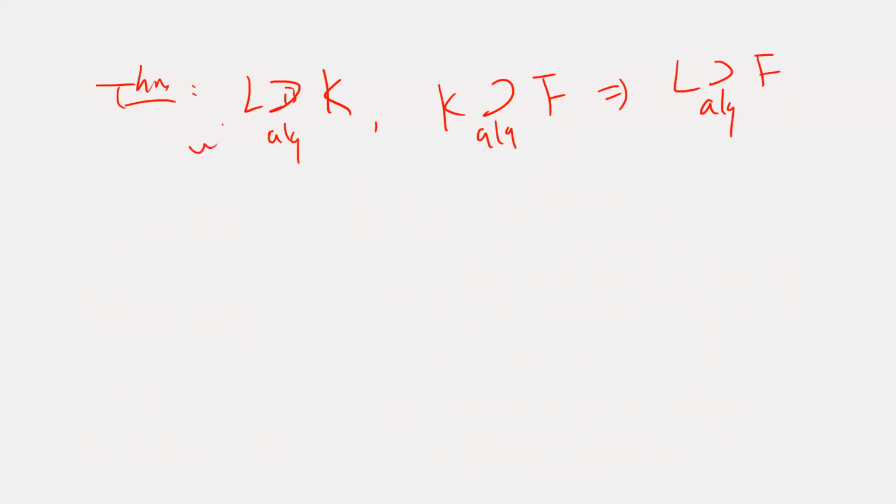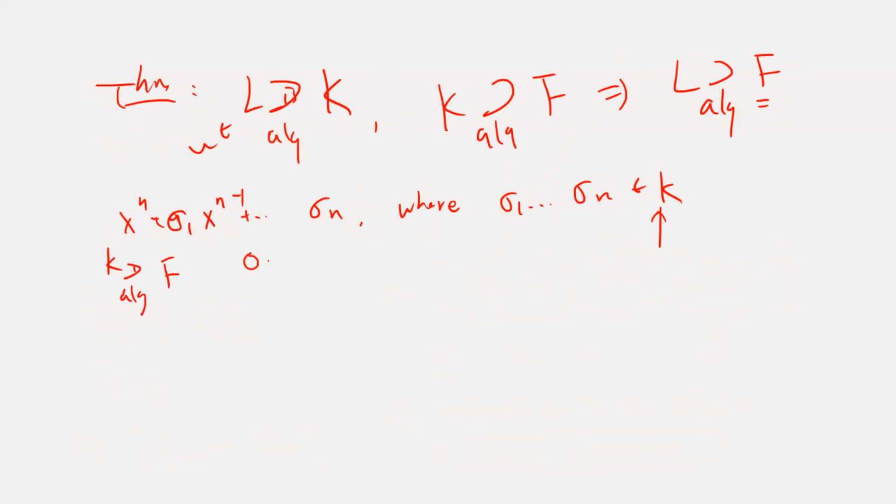The proof is basically this: you take u to be an element of L, and we need to show that u satisfies a polynomial over F. So let's say you get x^n + sigma_1 x^(n-1) + ... + sigma_n, which u satisfies, where sigma_1 up to sigma_n are in K. But we know that K is algebraic over F. That means sigma_1 satisfies some polynomial with coefficients in F.